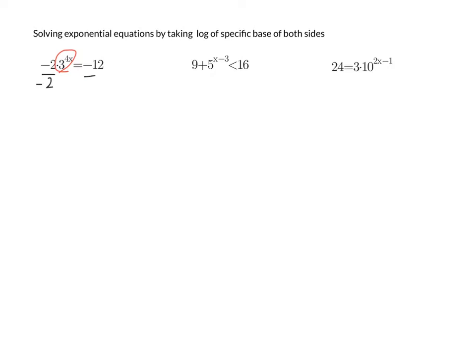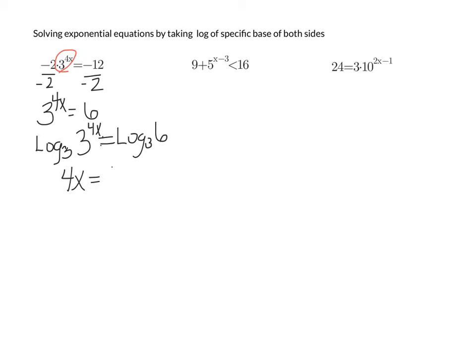So first I need to divide by the negative 2. So 3 to the 4x equals positive 6. And now I have the log base 3 of 3 to the 4x equals the log base 3 of 6. So I'm using log base 3 because the nice part about that is the left side here just becomes 4x equals the log base 3 of 6, and I can divide by 4.